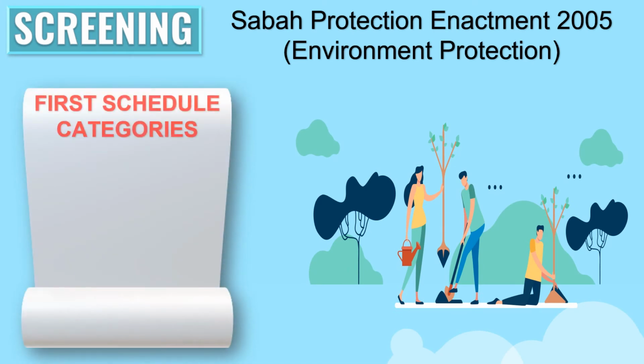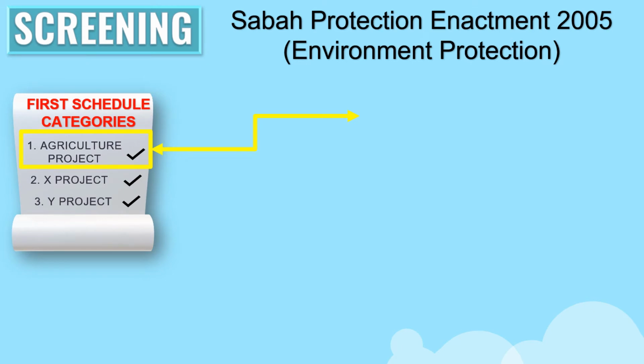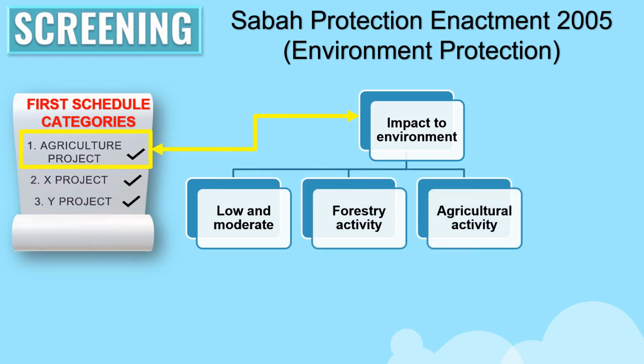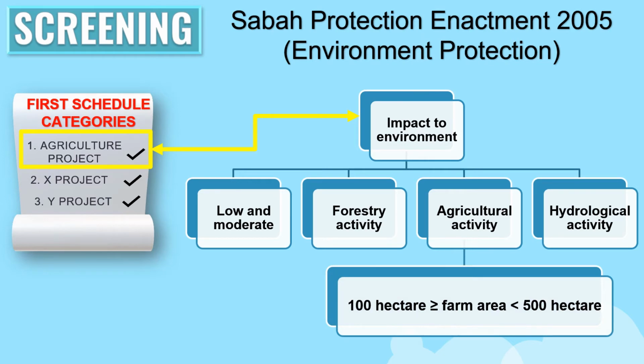According to the Sabah Protection Enactment 2005, this project is listed in the first schedule category, as the impact of the project on the environment is known to be low and moderate. Also, because it is related to forestry, agricultural, and hydrological activity, which are listed under the first schedule. Other than that, it is also categorized as first schedule because this agricultural farm covers an area of 100 hectares or more but less than 500 hectares.